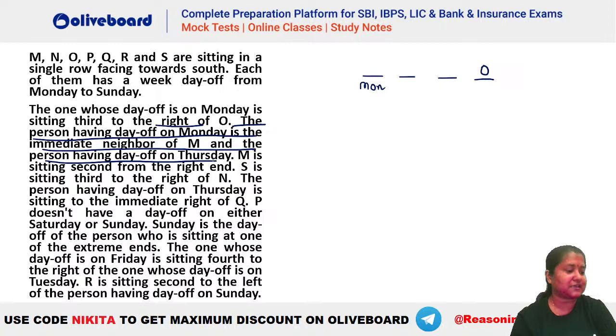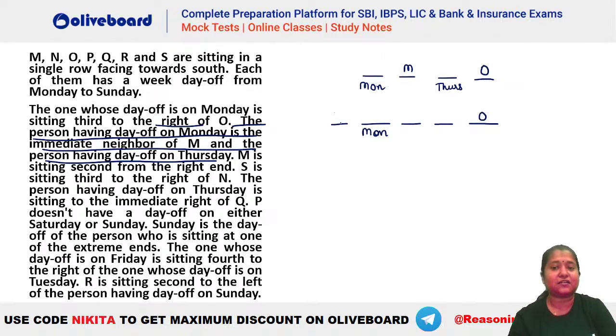The person having day off on Monday is immediate neighbor of M and the person having a day off on Thursday. N is extreme end. चलो try करते. So you can see that Monday has to be a neighbor. So either M has to be this person with Thursday here. Either this is the case, or we can have another possibility. Let's say this is Monday. This is your O. This can be your M and Thursday, right? Because it is given the person having day off on Monday is the neighbor of M and Thursday.